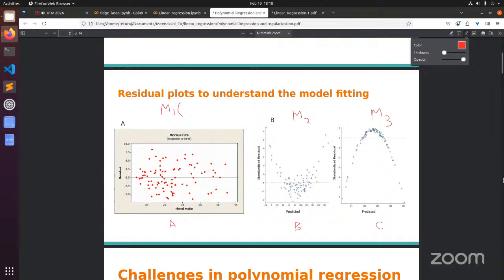No, I think this is difficult. Let's just assume you have only B and no model 1. A has so many doubts. So assume there are only two models, B and C, model 2 and model 3. Which model is a better fit? Model B or model C? Which model will you choose? Model 2, sir. Model 2.